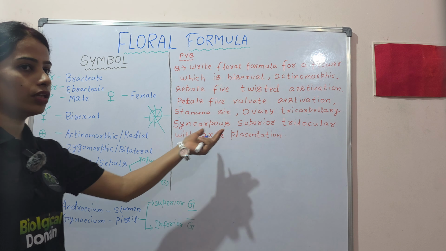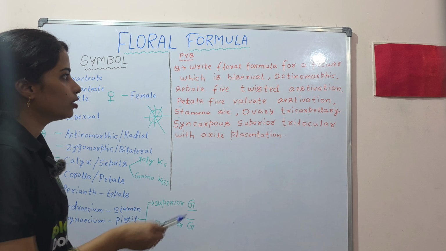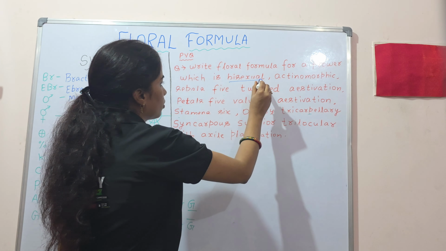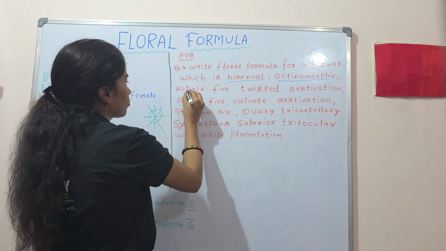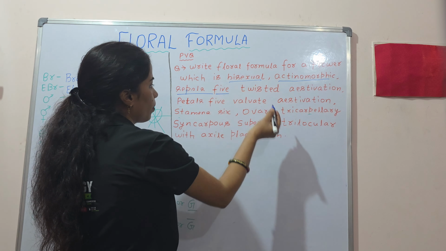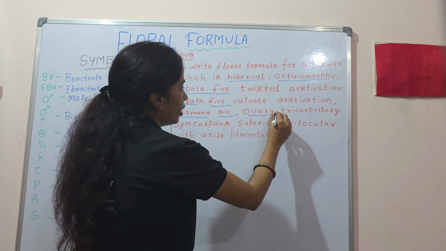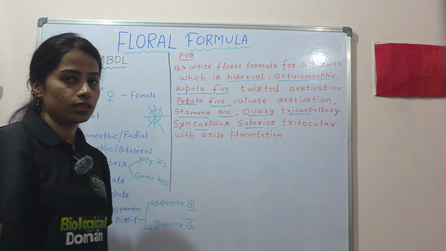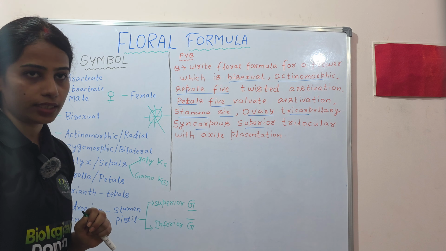Now we are going to solve the PYQ which has been asked in a NEET exam. So what is the question? Write the floral formula for a flower which is bisexual, actinomorphic, sepals are 5, petals are 5, stamens are 6, and the ovary is tricarpellary, syncarpous, superior. Right. So now we have to find the symbols, written from the left side.